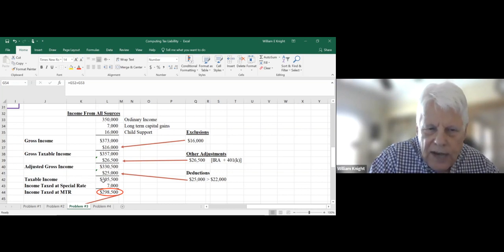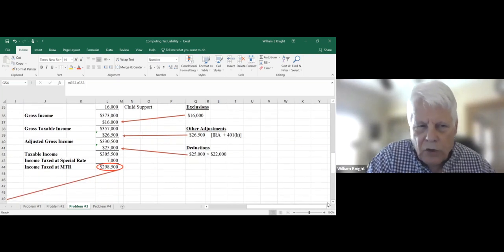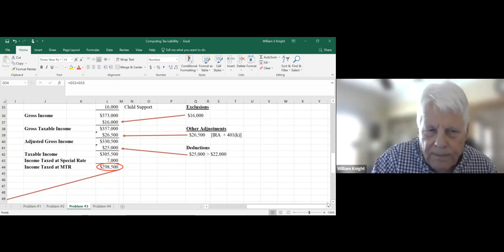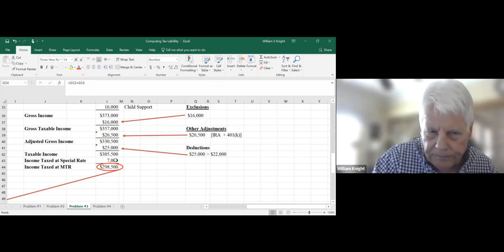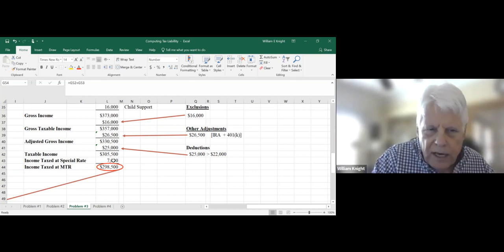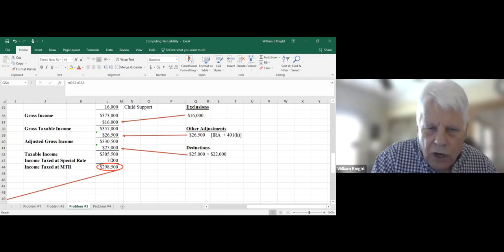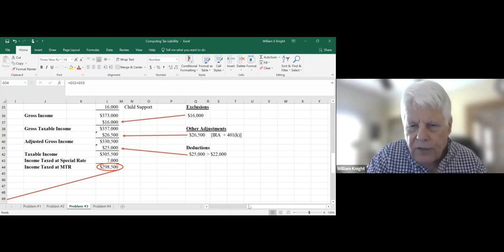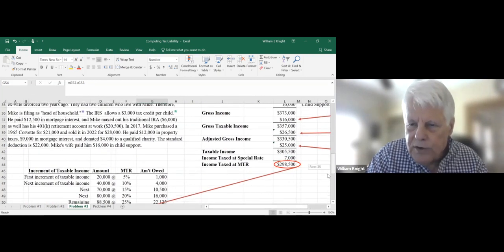Now, that is his taxable income. But that's not the income that's going to be subject to the marginal tax rates, because he's got $7,000 worth of income subject to special rates. So we're going to subtract income subject to special rates from his taxable income. We're going to get back to that later. But the income that is going to be subject to his marginal tax rates, in this case, is $298,500. So let's go over here to this table and compute his tax liability.